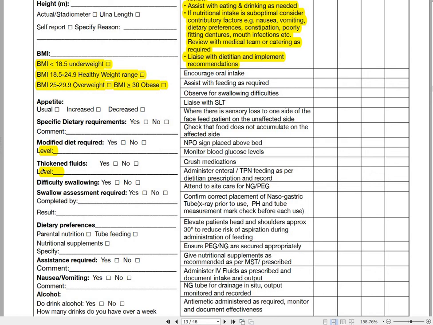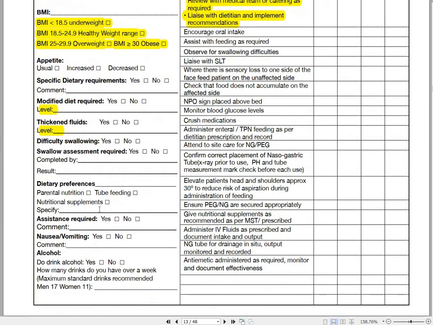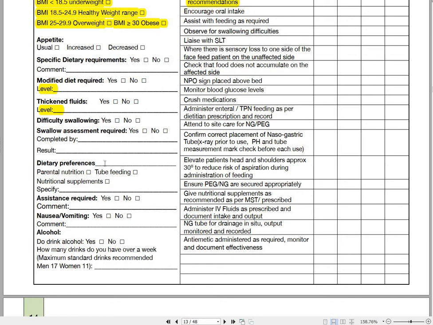And again, does your patient require thickened fluids, yes or no? And if yes, the level of thickened fluids. Does the patient have any difficulty swallowing, yes or no? Swallow assessment required, yes or no? And then who was the swallow assessment completed by? Okay, so was it the speech and language therapist, was it a nurse or a doctor, and what was the result of that? Any dietary preferences that the patient may have?